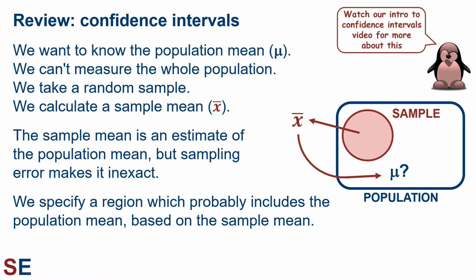So what do we do to convey that uncertainty? What we do is specify a region around the sample mean, which probably includes the population mean. Basically, we can make a good guess that the population mean is somewhat similar to our sample mean within a region that we will call the confidence interval for the population mean.